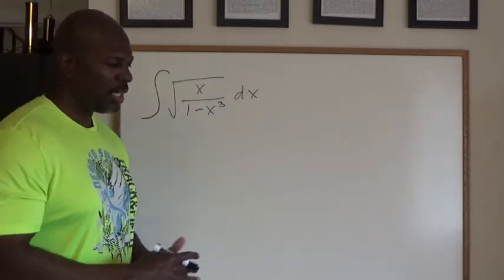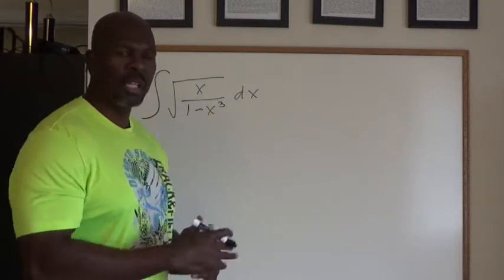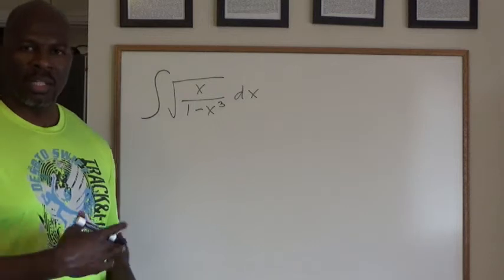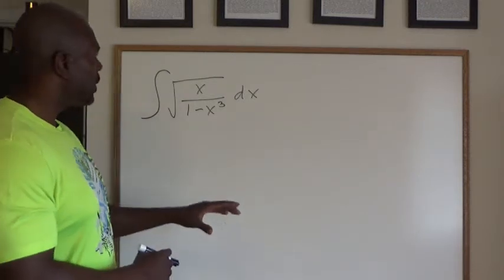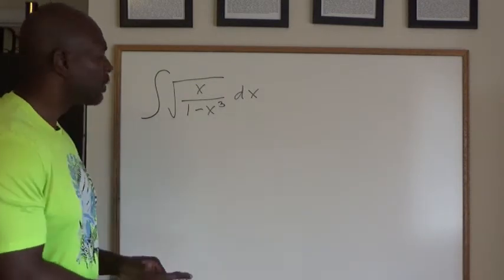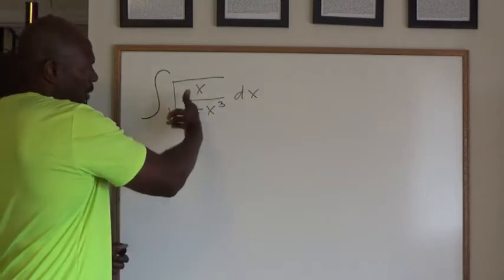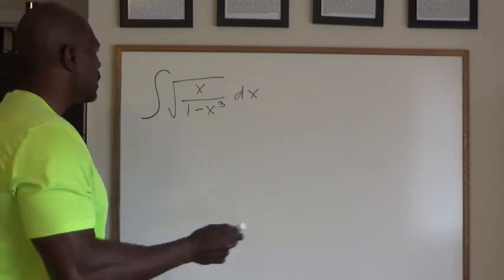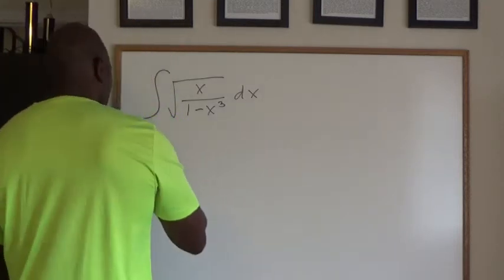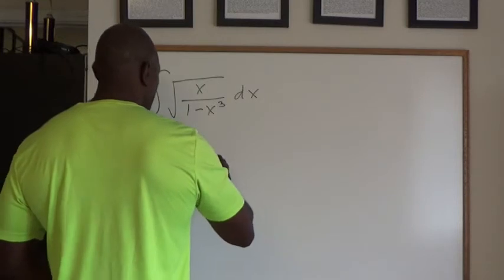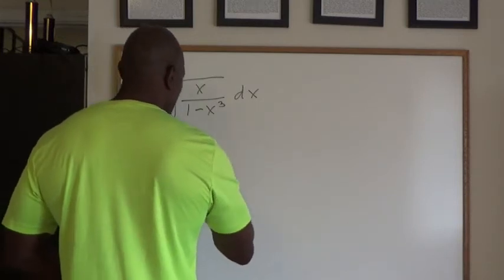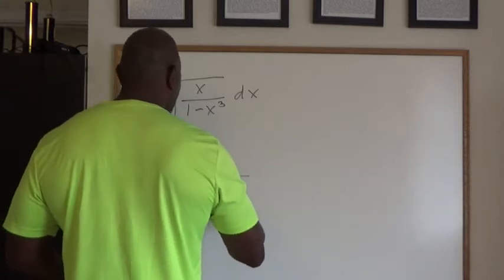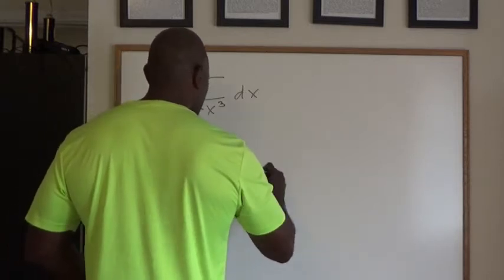Now, of course, in the form of arc sine, the integral is the integral of du over the square root of a squared minus u squared. So there isn't a radical in the numerator. But since our numerator is just x, we can express the square root of x without a radical. So we could rewrite this problem as the integral of x to the 1/2 power over the square root of 1 minus x cubed.